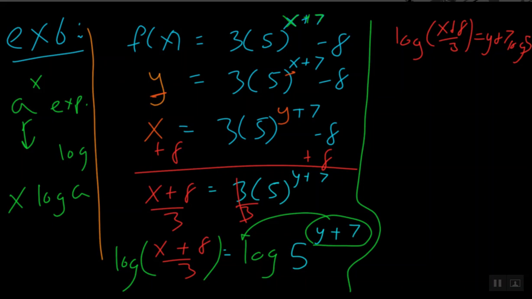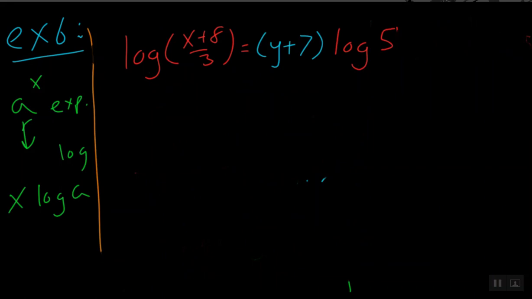In fact, y'all, I don't like squeezing in like that, so pause your video, finish taking notes, and let me go ahead and show you what this looks like way more cleaned up. Okay, so we have the log of x plus 8 over 3 is equal to y plus 7 times log 5, and how in the world do you get rid of multiplication? Well, you get rid of it through division.